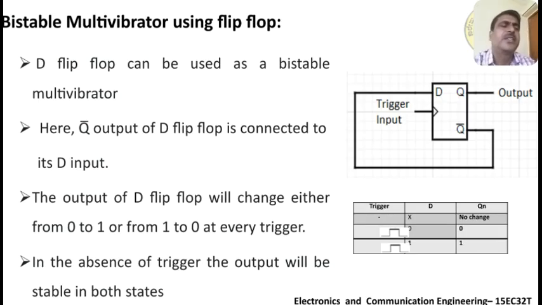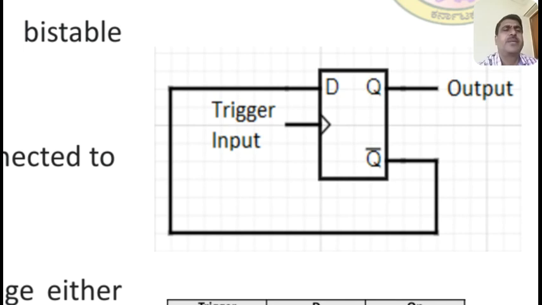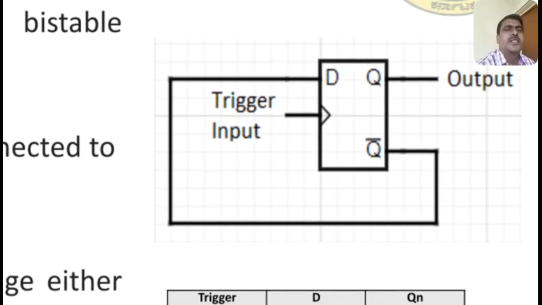That means this bistable multivibrator flip-flop has two stable states. When you give one pulse, say the output changes from low to high, and it remains high for a long time until you give the next input. When you give the next trigger pulse, the D flip-flop changes the output from high to low, and it remains low again for a long time until you give the next trigger pulse. In this way, to change the output from low to high or from high to low, you have to give one trigger pulse.